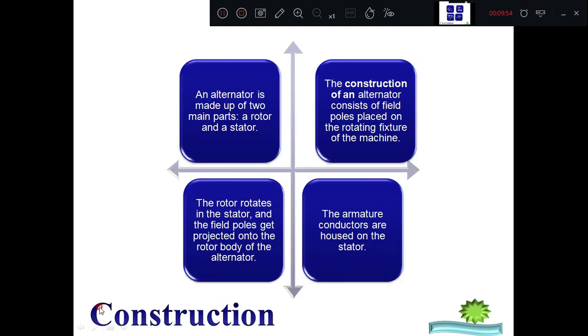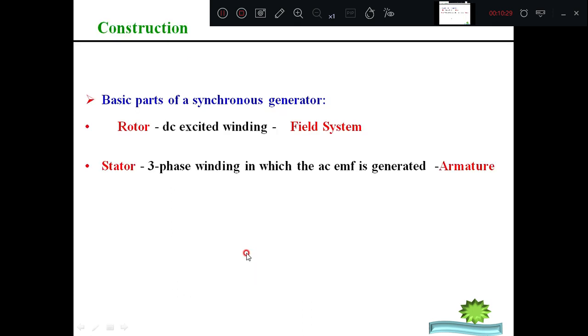You can see, therefore, continuing with the construction, an alternator is made up of two main parts. One is called a rotor, that is the field system, and the stator, that is the armature. The construction of an alternator consists of field poles in the rotor placed on the rotating fixtures of the machine. That is, the field system is on the rotating part. The rotor rotates in the stator, and the field poles get projected onto the rotor body of the alternator. That you are seeing here.